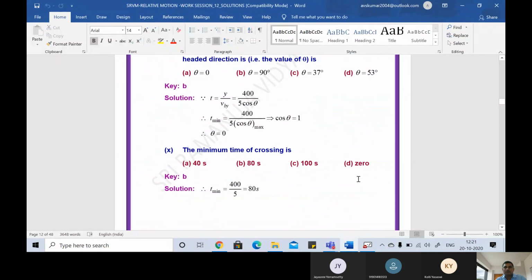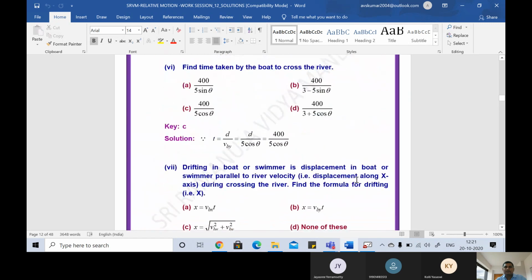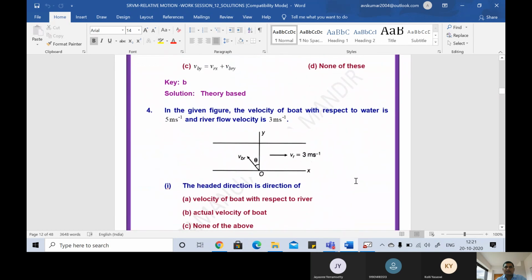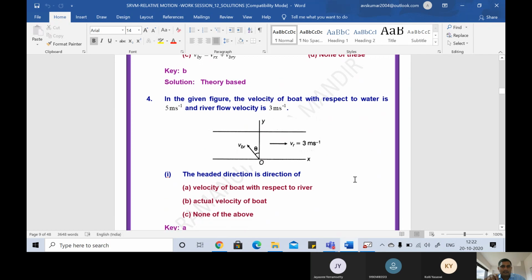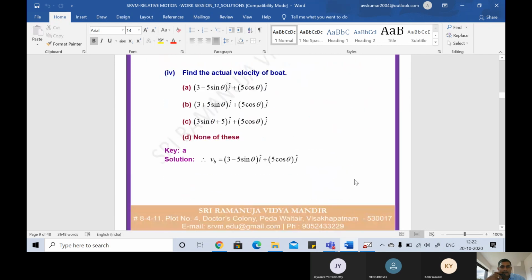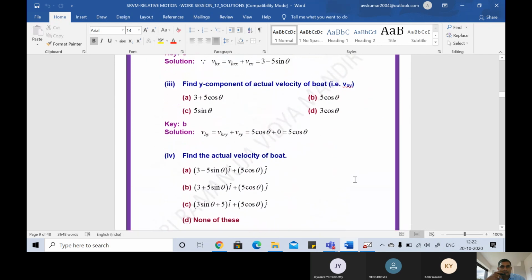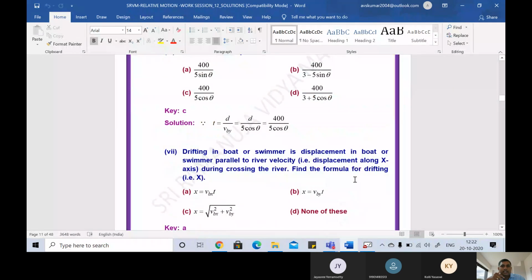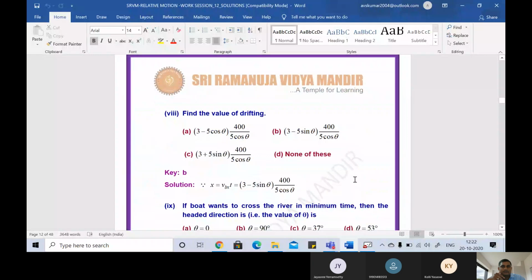Here, the minimum time to cross. Here you can see. This is the problem. This has got many parts. Question number 4. In the given figure, velocity of boat with respect to water is 5 and river velocity is 3. Remember, V is 5, U is 3, and the width of the river is 400. Now tell me the answer to this question.